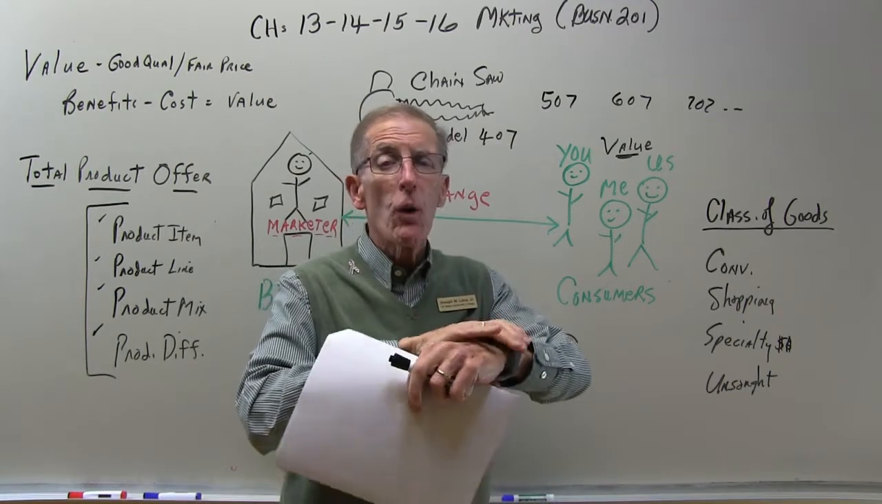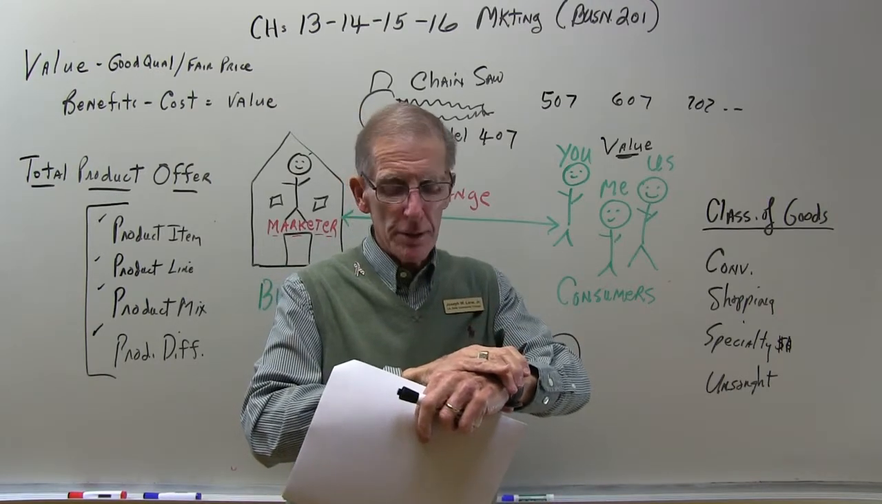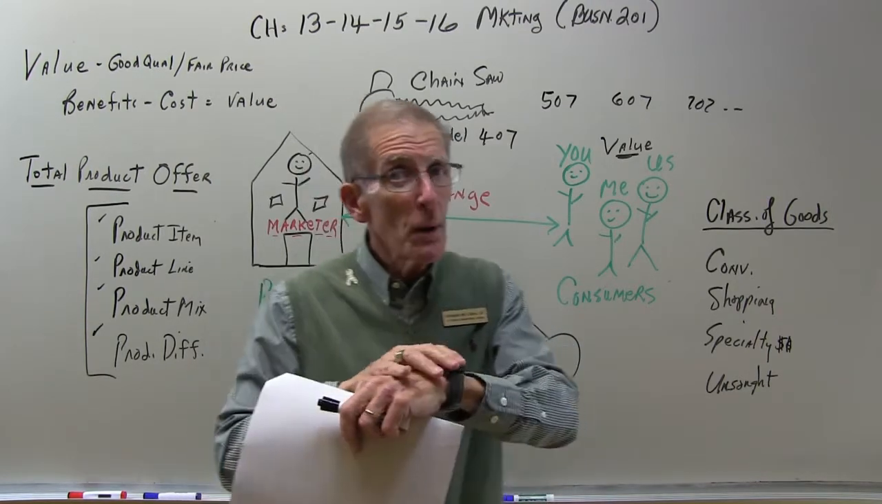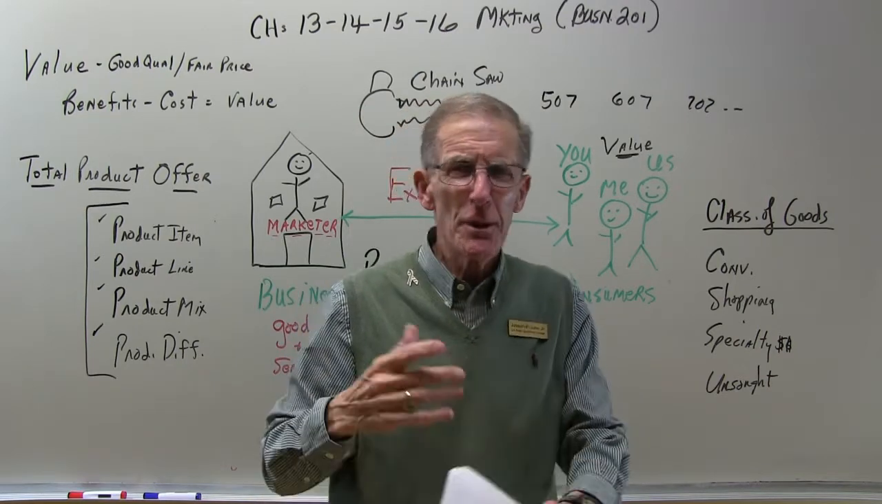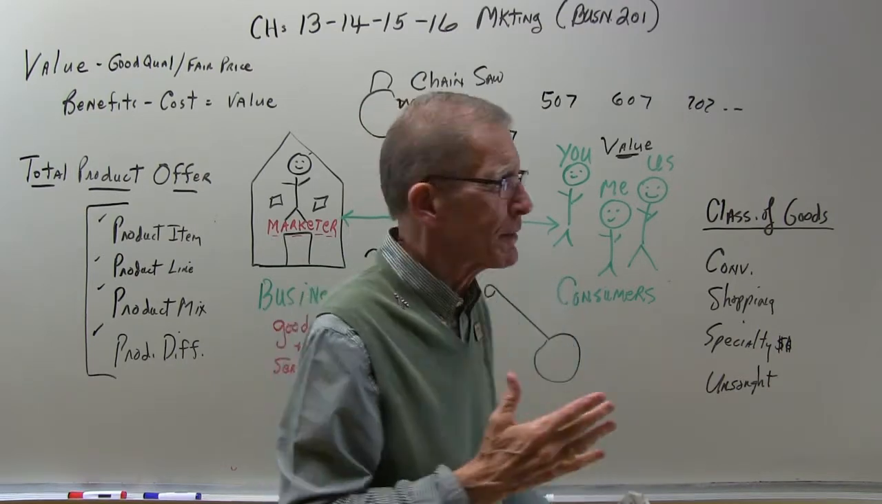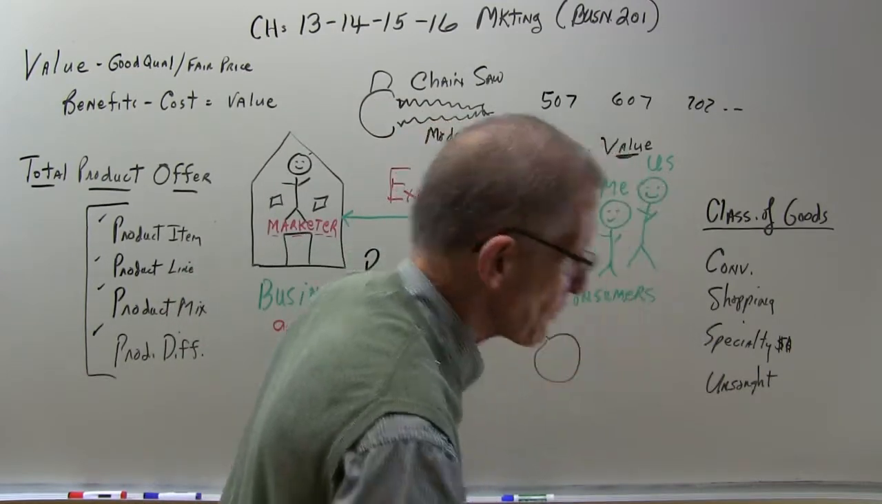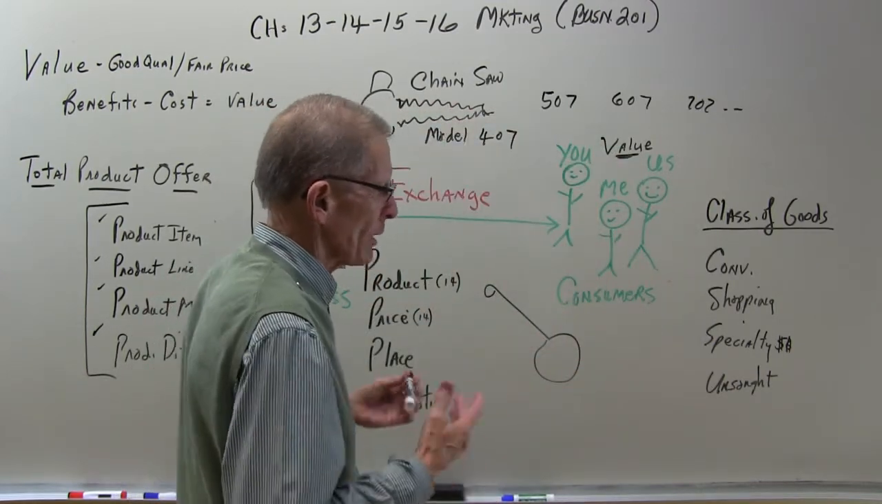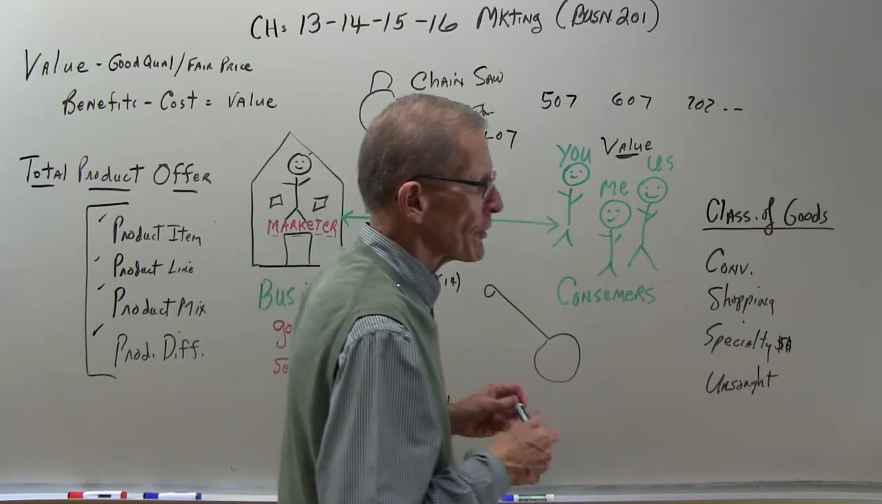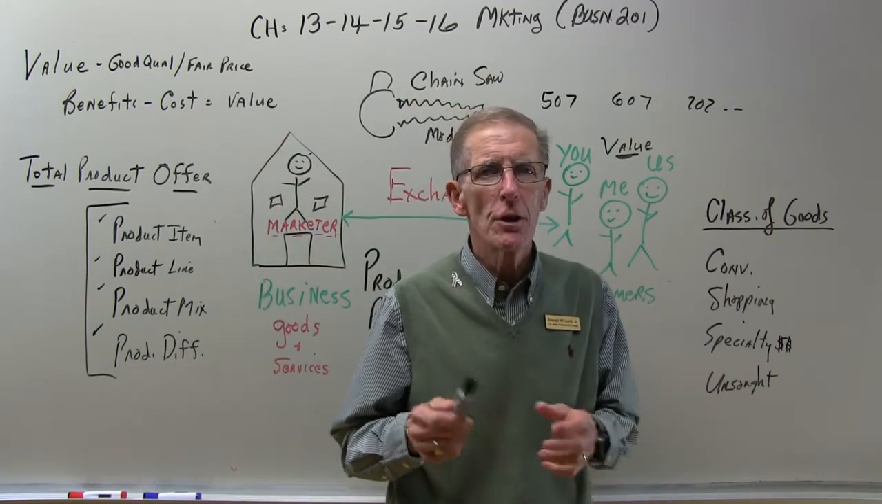My Timex watch here, that's a shopping good. If this were a Rolex watch, that would be a specialty good. Kind of see the difference? Okay. And then unsought goods. Unsought goods are my favorite goods. Because as far as talking about them, unsought goods are goods that you don't know you need them until you need them.